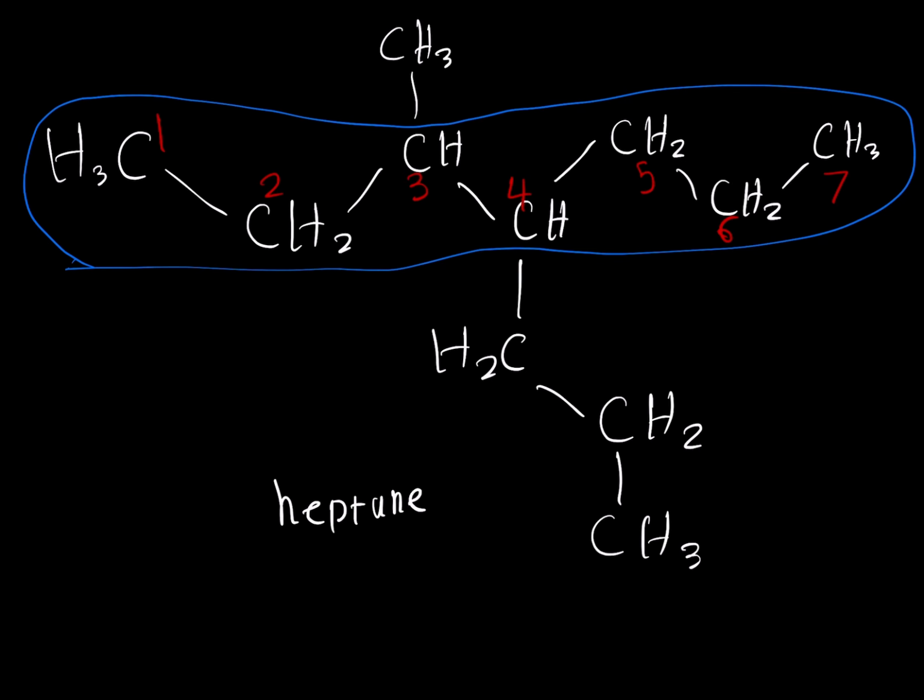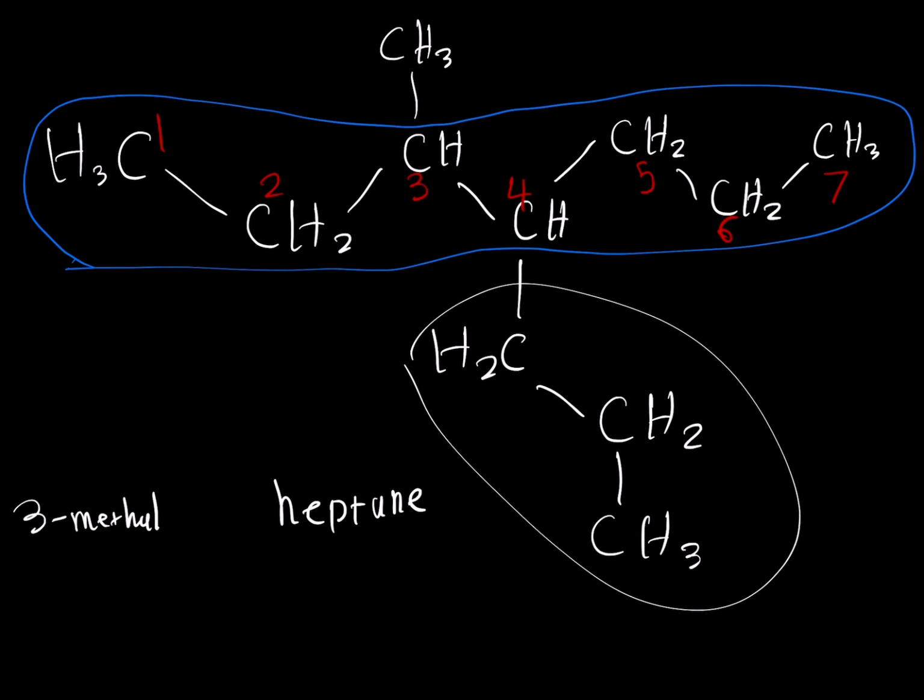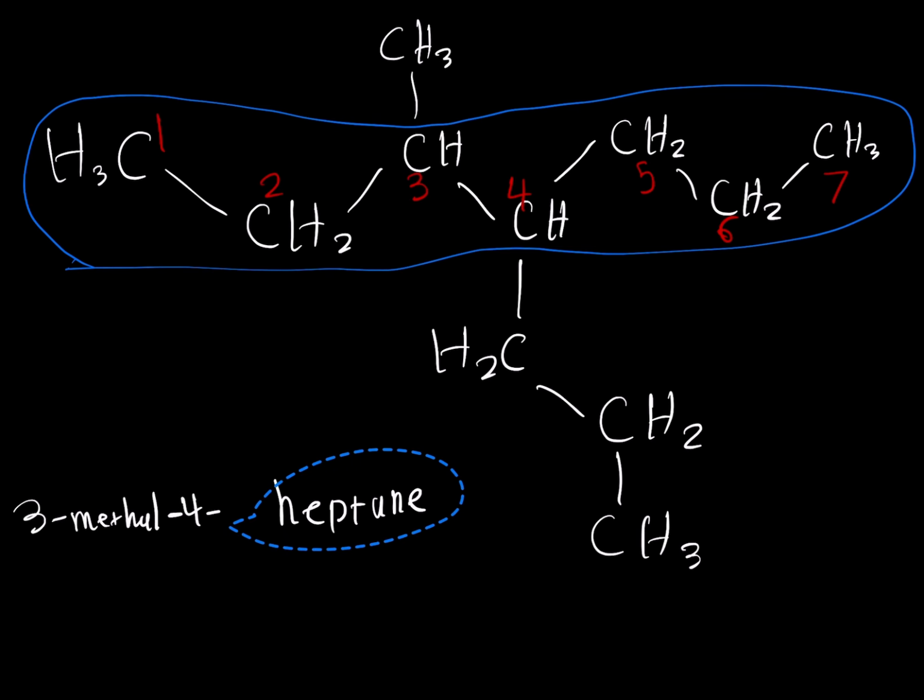We have a methyl on 3, so that's a 3-methyl. And then we have a propyl, which is 3 carbons like this, on number 4. So 3-methyl, 4-propylheptane.